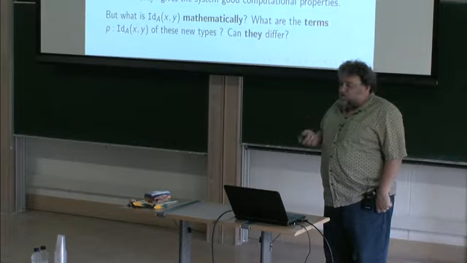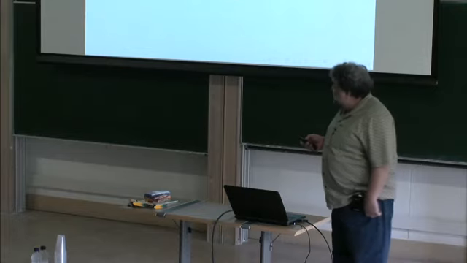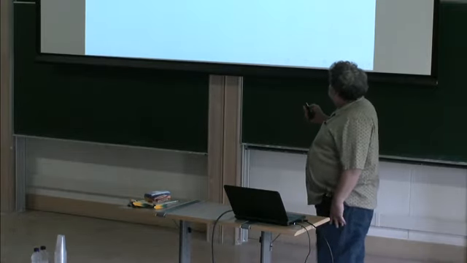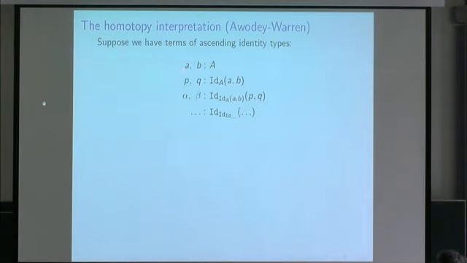We have to try to interpret that. So let's think about what that is. We'll go through this a little bit more slowly. Suppose we have two elements of A, and then we build the identity type over those elements, and now that identity type, as a type, might in turn also have elements.